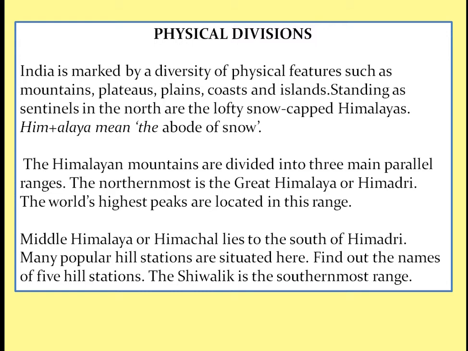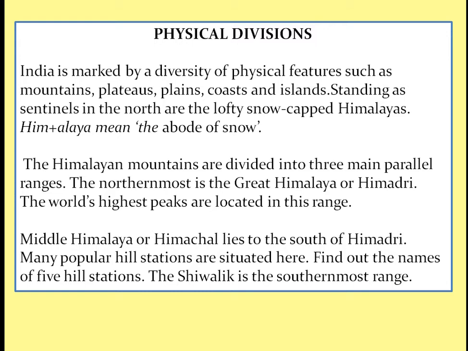The Himalaya mountains are divided into 3 parallel ranges. They are the Greater Himalaya, which is also called Himadri. The world's highest mountain peaks are located in this range. That means Mount Everest. Then the Middle Himalaya, also called Himachal, lies south of Himadri. Many popular hill stations are situated here.